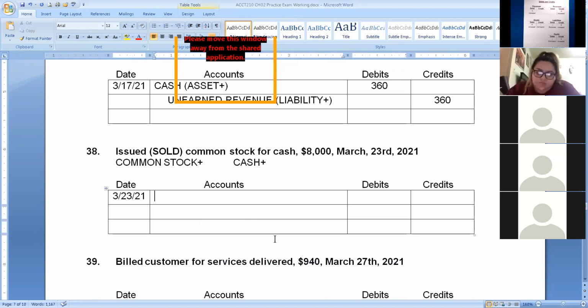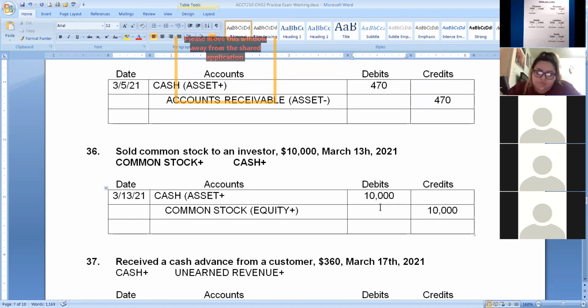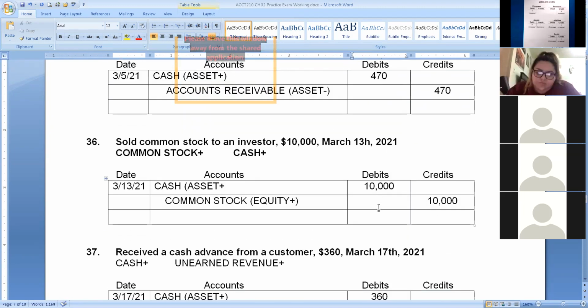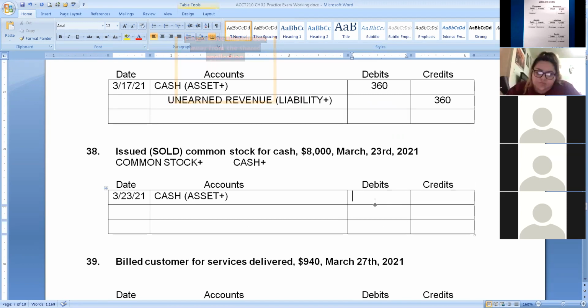Okay, so cash is the asset. Again, this is one we just had a couple back. It's for the same amount too. No, it's not. All right, 8,000.